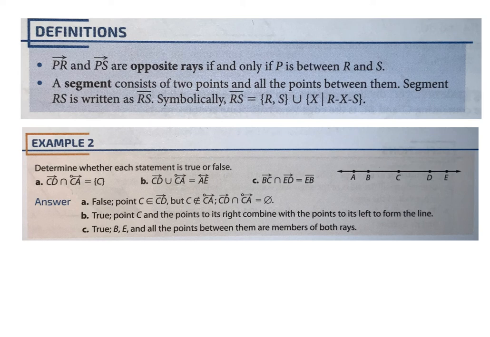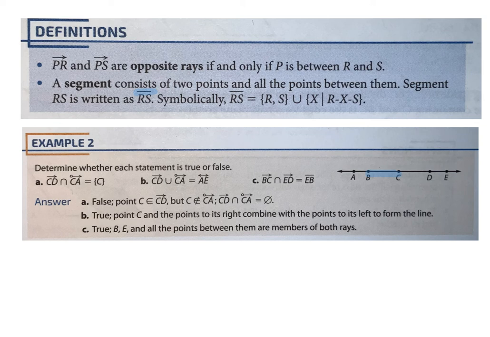A segment consists of 2 points and all the points in between them. So while a line is infinite, a segment, you can think of it as a portion of a line. So if we look at this right here, BC would be a line segment. And you would actually notate it without the arrows, all right? Without the arrows. So let's look at example 2.